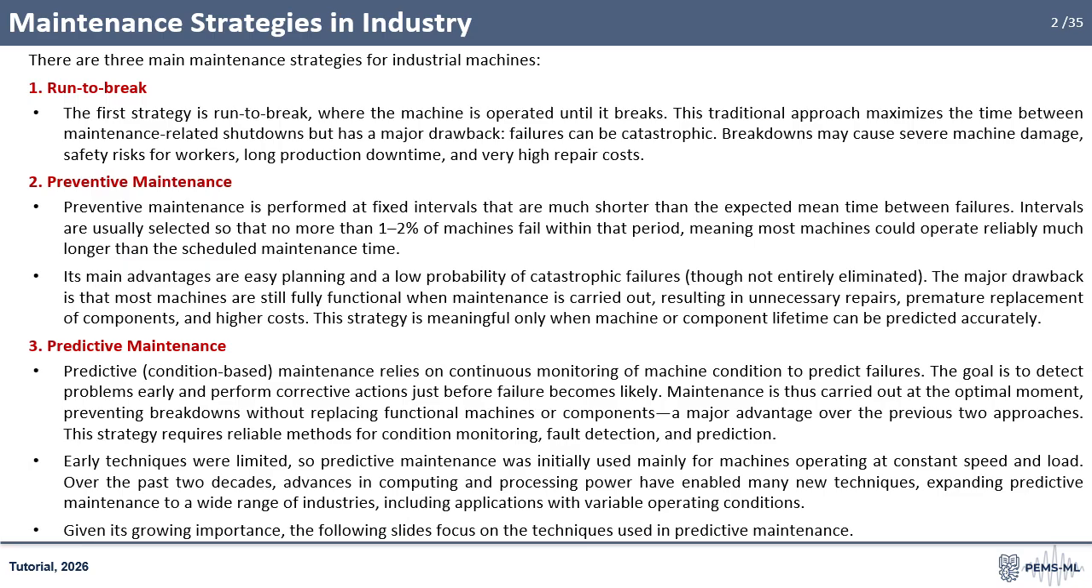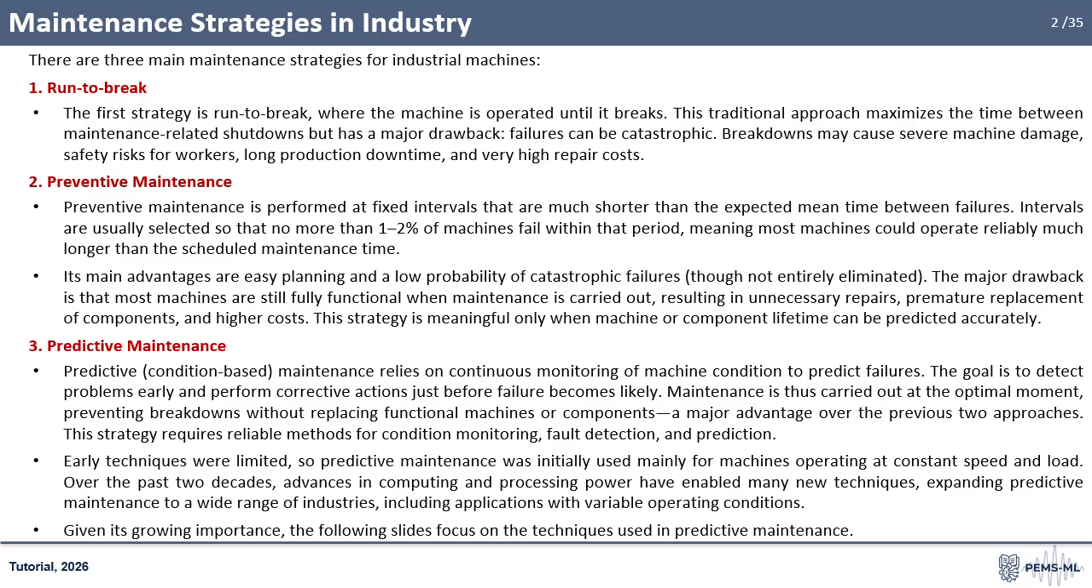The second strategy is preventative maintenance, performed at fixed time intervals that are usually much shorter than the actual machine lifetime. Its main advantages are easy planning and a reduced risk of catastrophic failure. However, many machines are still fully functional when maintenance is carried out, leading to unnecessary repairs, premature component replacement, and increased costs. The third strategy is predictive maintenance, which uses continuous condition monitoring to predict failures.